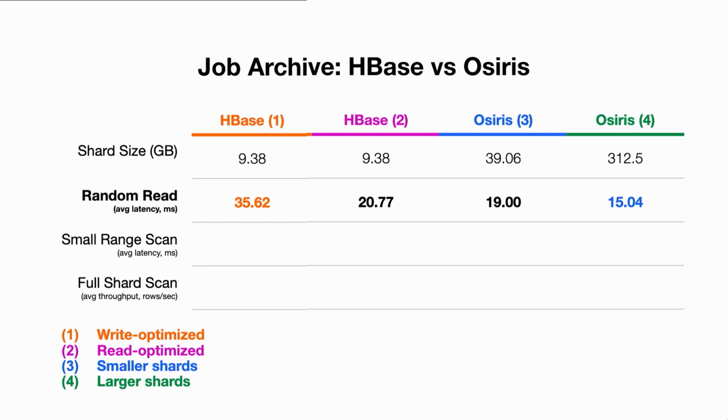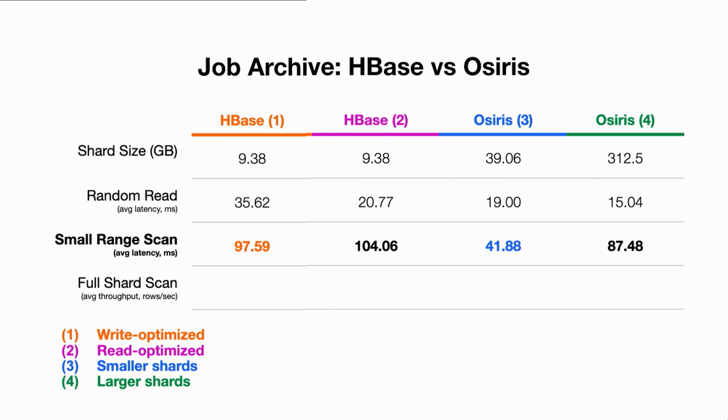What we can also see is that Osiris is faster for both use cases, and encouragingly, it's actually even faster for our large shards. So this means we can grow our shards to very large sizes without hitting random read performance issues. So the second test we did was a small range scan.